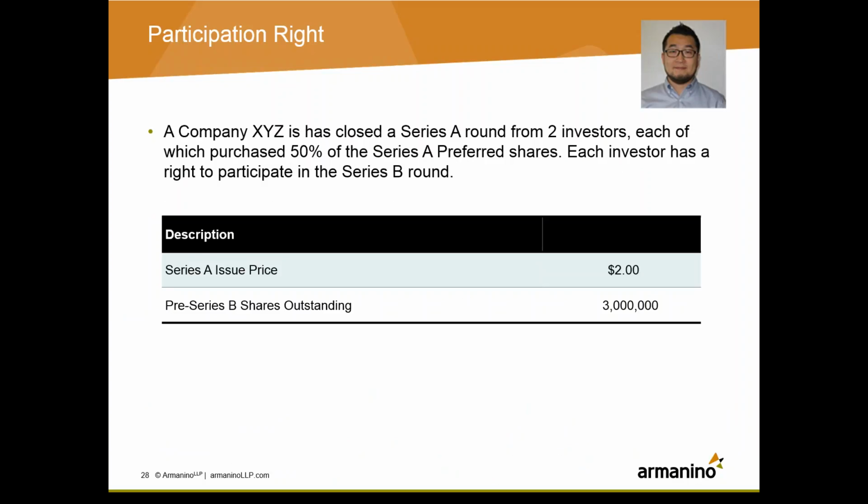So let's go through a concrete example of how it's going to look. So let's say there's a company XYZ. Actually, that's the name of my mechanic. I'm not trying to promote them here. It has closed a Series A round from 2 investors. Each of the investors has a right to participate in Series B. And let's say they purchased 50% of the Series A shares as well. And Series A was issued at $2, and as a result of the Series A financing, there were 3 million shares outstanding.